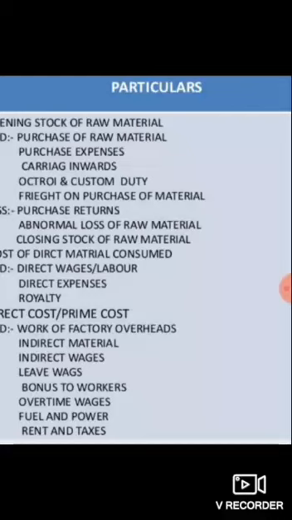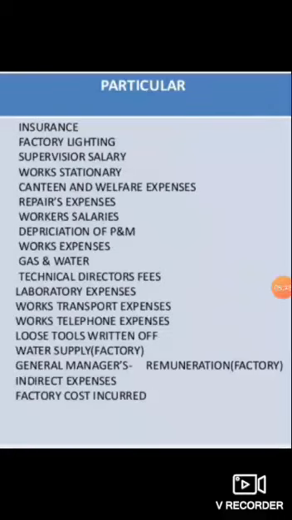And rent and taxes. If any rent is paid by the company, and if any tax is paid by the company, those rent and taxes should be added under overheads to the prime cost. Under overheads, again we have to add insurance paid by the company for different things, most probably general insurance. That insurance should be added under overheads.